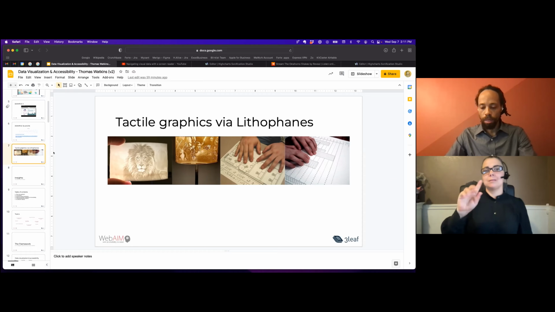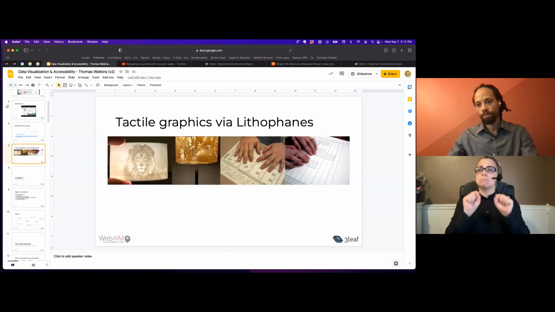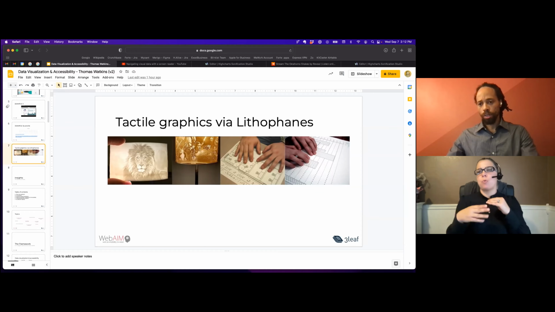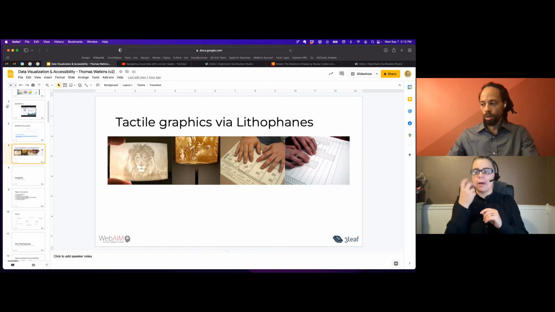Tactile graphics can be done in general just with raised portions on a flat surface that map onto what sighted people would be seeing. And the opening example I gave you was lithophanes, which is an example where sighted people can experience it, and blind people also as well.